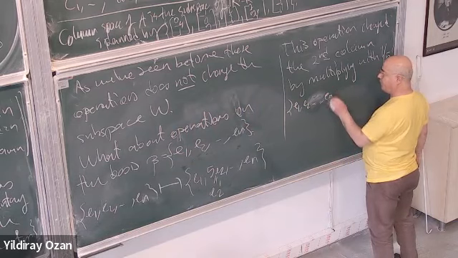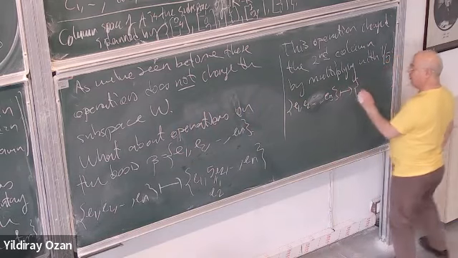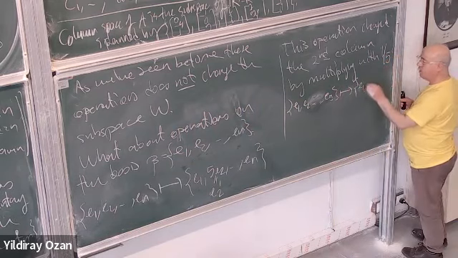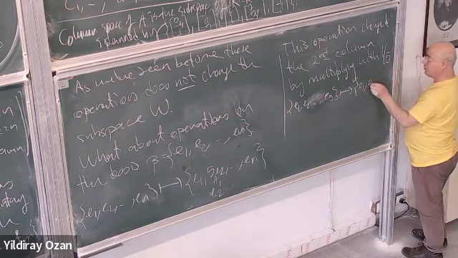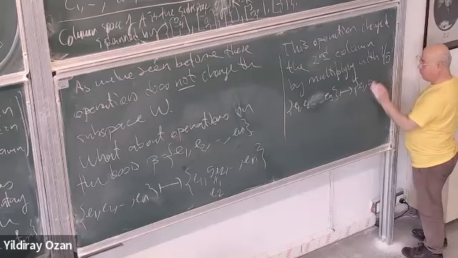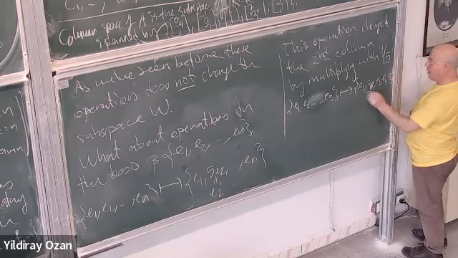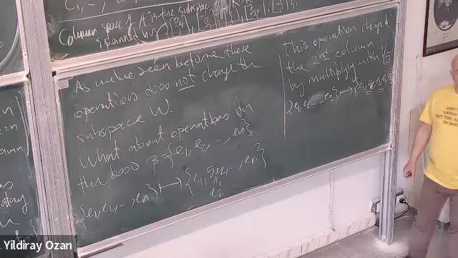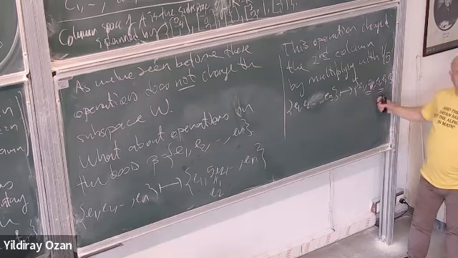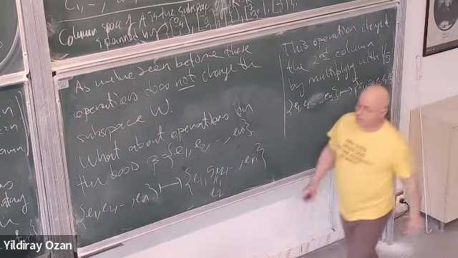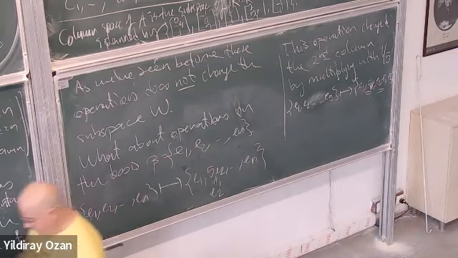Let me write it this way: E1, E3, E4, E3, E2, E5. So what I did, I interchanged the second and the fourth basis vectors. What happens here?